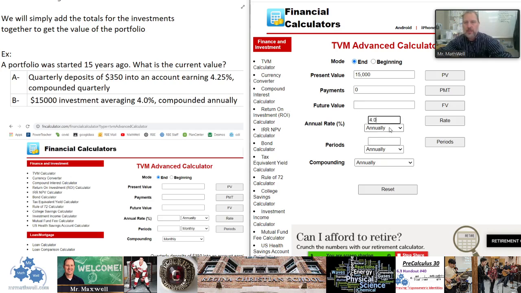And that's annually. Okay, so the periods now, well, it's annual for 15 years, right? So annual for 15 years, that's going to be 15 payments annually, or 15 periods, okay? And it compounds annually as well. All right, so if you hit reset, you get rid of all those numbers, so don't hit reset. What you want to do is hit future value here. Future value.